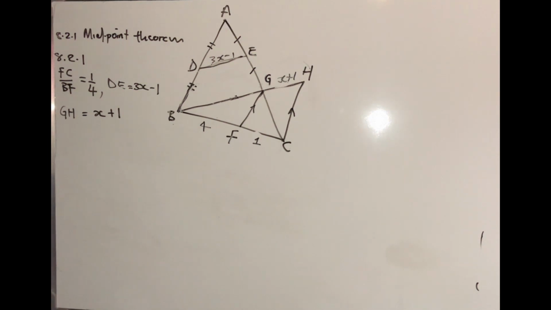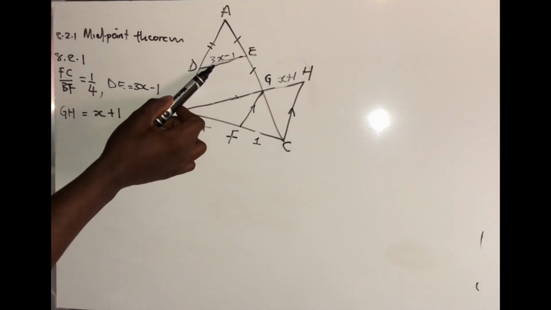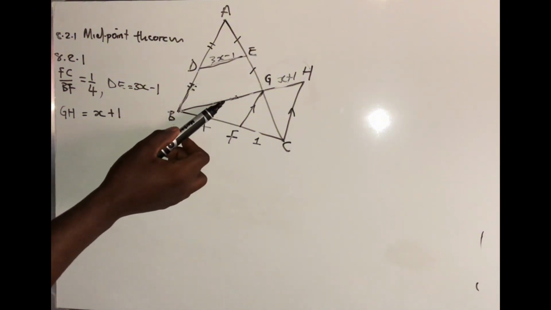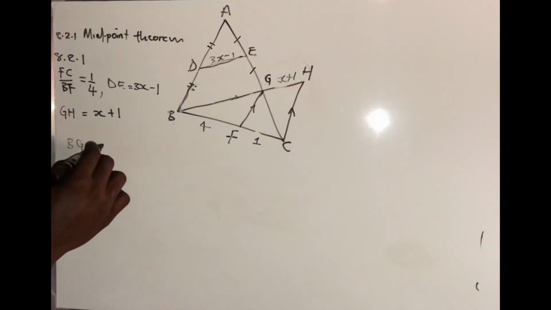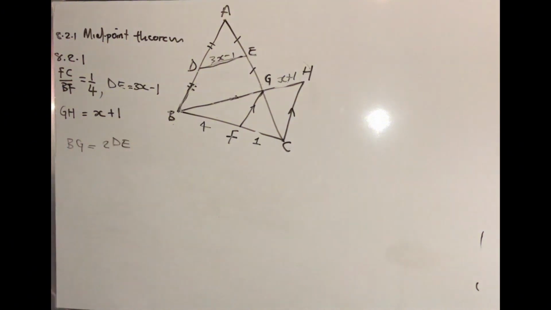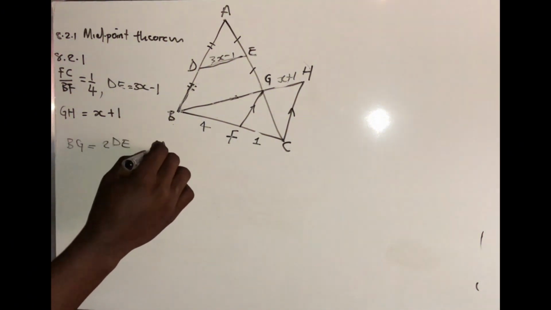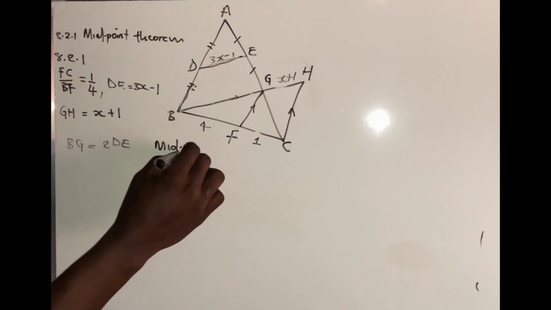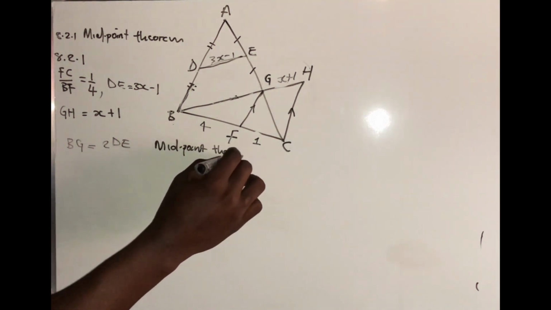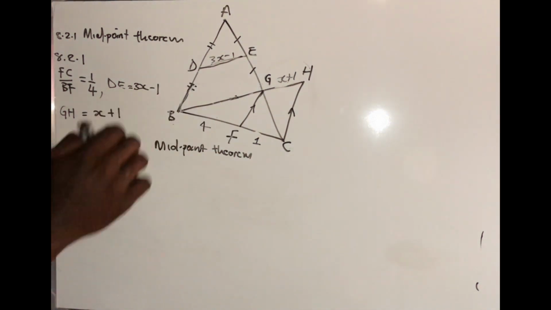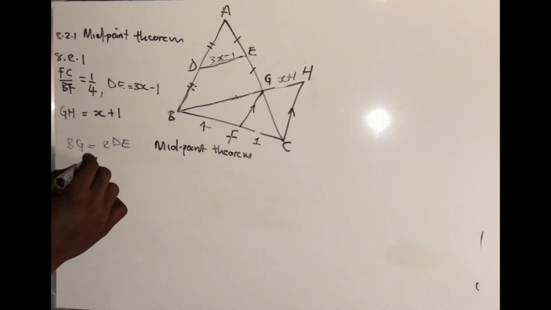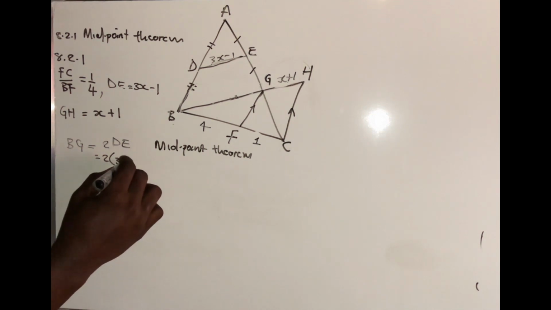The midpoint theorem also states that this line is half of this line, or this line is 2 times this line. So let's say BG is equal to 2 times DE. What's the reason for that? It's midpoint theorem. So what's the value of DE? We are given that DE is what? 3x minus 1. Then let's substitute DE, 3x minus 1.